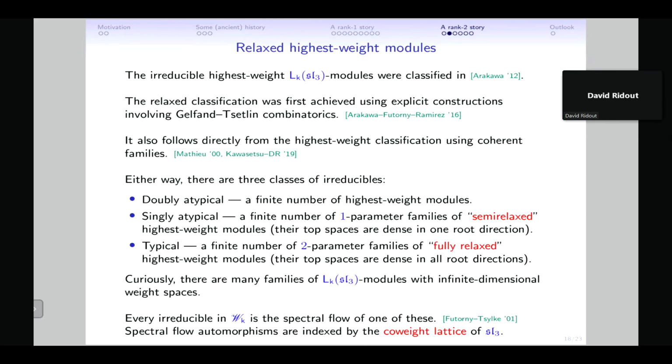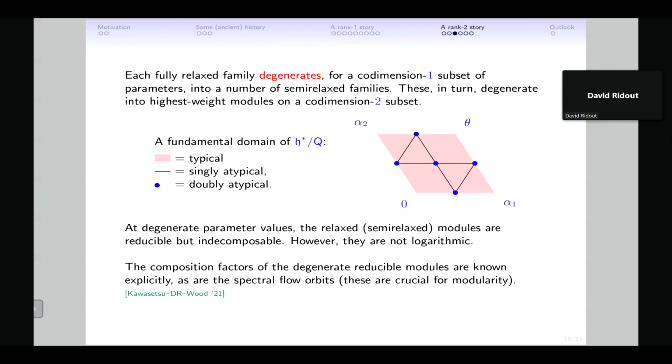Okay. So again, once you've classified these, if you want a classification of all of the modules in the weight category, then you just have to apply spectral flow. And there are sort of two discrete directions of spectral flow because the co-weight lattice is rank 2 for SL3.